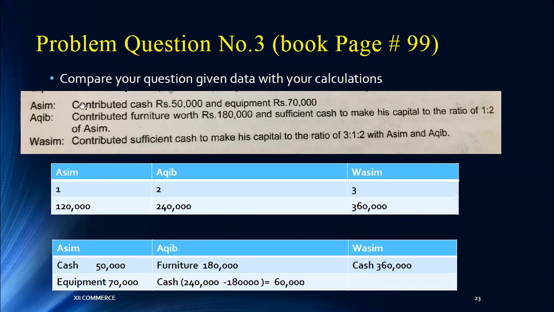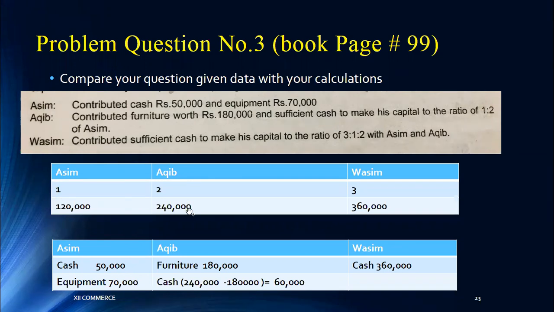Here, what we have done, first of all, we calculate Mr. Asim's capital, that is 50,000 and 70,000. The ratio of Asim is 1, the ratio of Akib is 2, and Wasim's ratio is 3. First of all, we know the value of the capital of Mr. Asim, that is 50 plus 70, the answer will be 120. Akib has the ratio 2, which means double the ratio of Asim. So we will multiply it by 2 and get the answer.